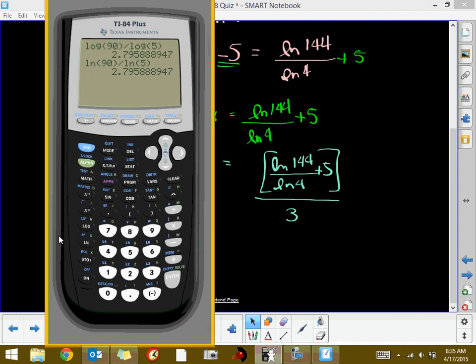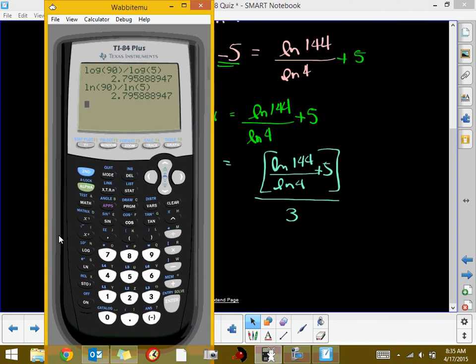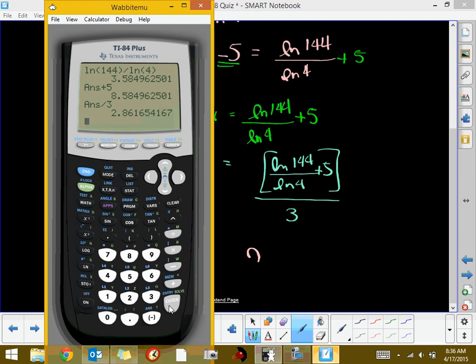Okay, so I'm going to go through those steps. We're going to do the natural log of 144 divided by the natural log of 4, and I'm going to get that answer. And then from there we want to add 5. And that answer we have to divide by 3. So divided by 3 equals, and our answer should be about 2.8617.